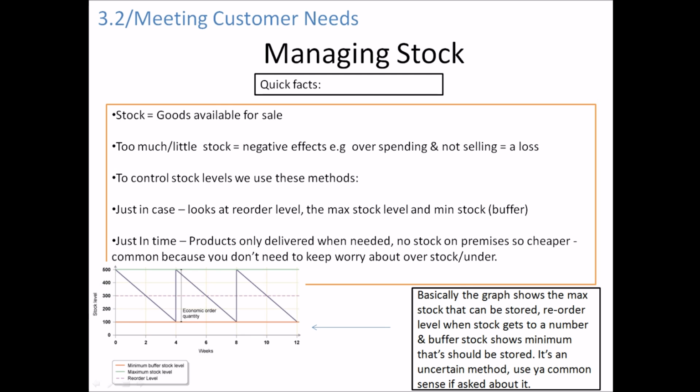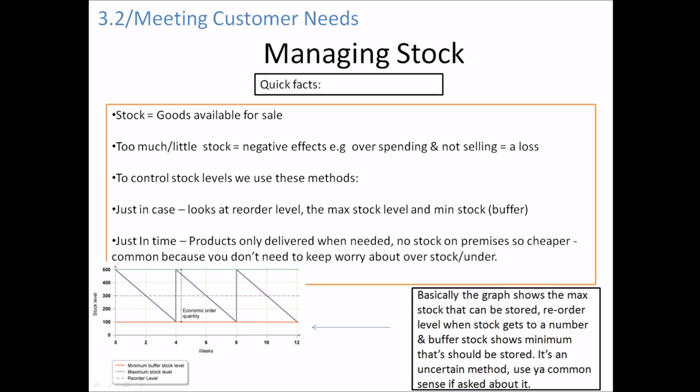To control stock levels, we use just in case, and this looks at reorder levels, the max stock levels you have, the minimum stock levels you have, or the buffer as they call that. And then you also have JIT, which is just in time. You'll probably on the exam see it be called JIT. It just means just in time production, and this is common because you don't need to worry about overstock or understock, because products are only delivered when needed, and there's no stock on the premises, so it's a lot cheaper.